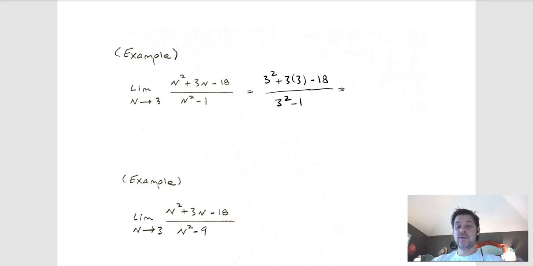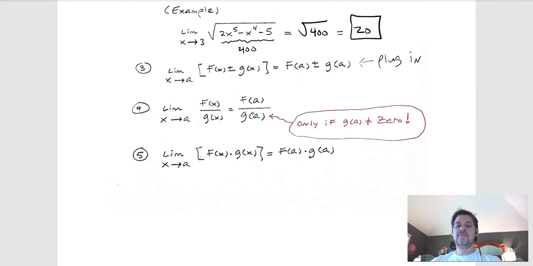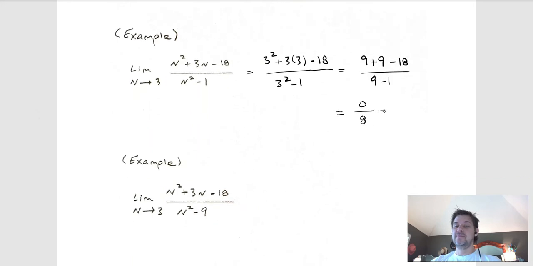Okay, so let's work that out then. So that's 9 plus 9 minus 18. Okay. And this is 9 minus 1. Now on top, that's going to be 0 over 8. Okay, is that okay? Let's see. I can't divide by 0. I can divide 0 by some other number. 0 divided by 8 is 0. Okay, so there's our limit. If the x is close to 3, the y will be close to 0.